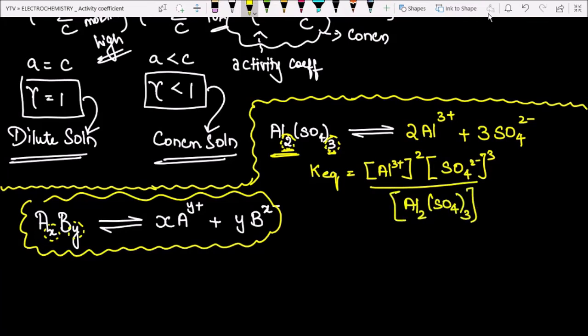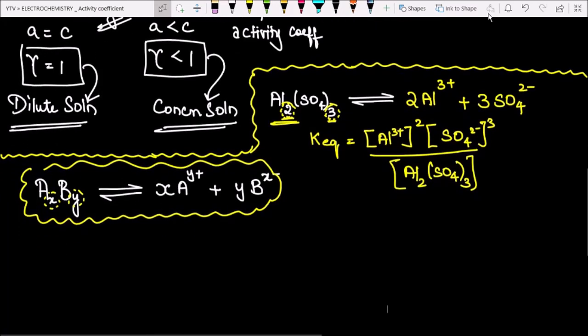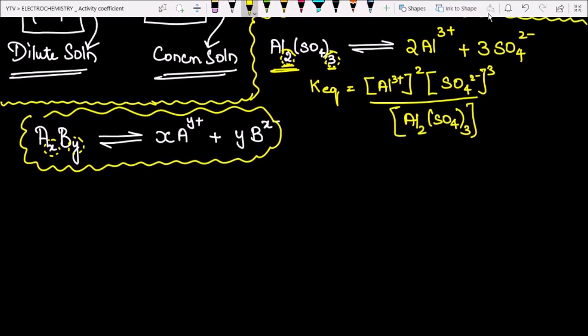Now in the same manner I am asking you to write the activity. See, activity and concentration are one and the same, right? Activity and concentration, technically speaking, they mean the same. Then why do we have different terms? Because in the case of a real solution, the expected value of concentration, or the effective concentration, and the actual concentration are not the same. That's why.